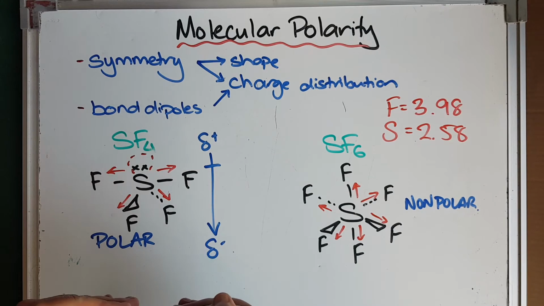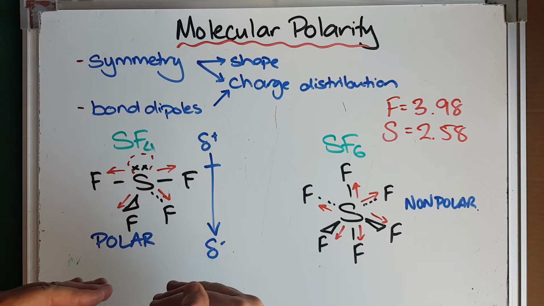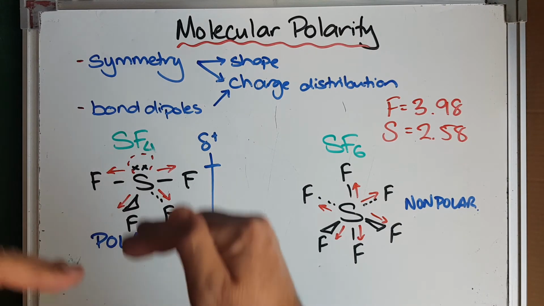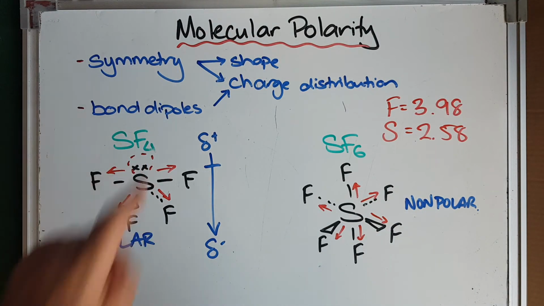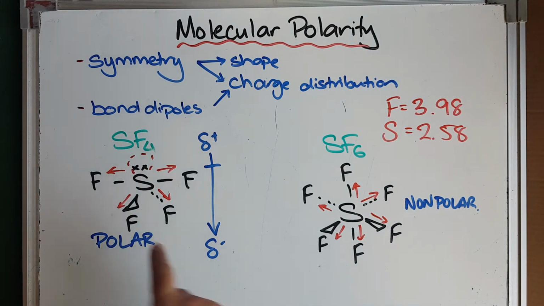So this side of the molecule would be delta negative, slightly negative, and this pole of the molecule would be slightly positive, even though it's got a lone pair of electrons there. And that's because of those dipole moments.